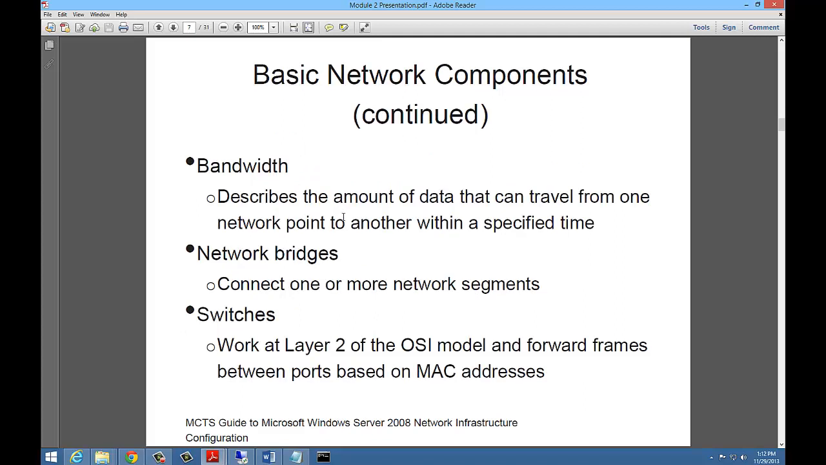Bandwidth describes the amount of data that can travel from one network point to another within a specified time. So you probably purchased a certain amount of bandwidth when you bought your internet provider service for your home or business. And they said, this is your download speed, this is your upload speed. That is bandwidth. And you can have that bandwidth go up or down based on the technology and what the internet provider sells to the public.